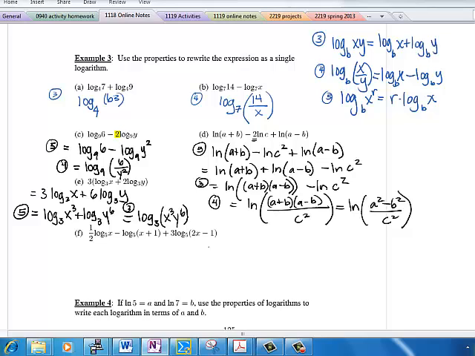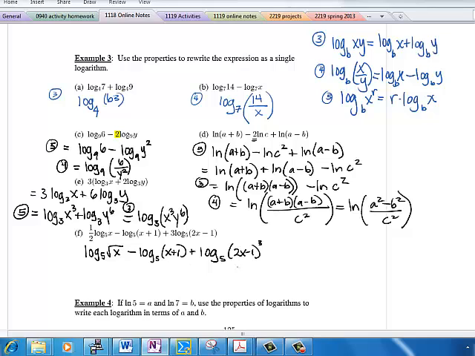Alright, then the last one of this type of example, we want to, again, move the coefficients out of the way and put them up as exponents. And I'm going to rewrite x to the 1/2 right away as square root of x. The second term here doesn't have any coefficients, so we don't need to move anything. And then the last one will have log base 5 of 2x minus 1 raised to the 3rd power.